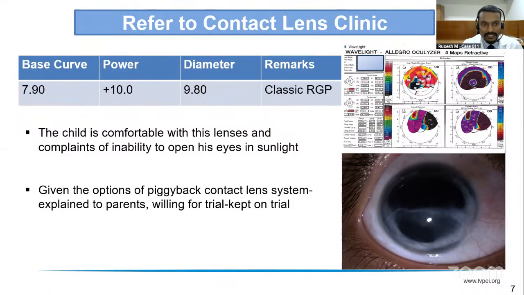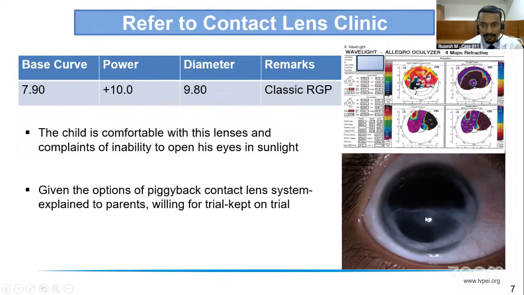After the lens insertion, I sent the child for the adaptation time. After 1 hour of adaptation, the child was comfortable with the lens, but the main complaint of the child was that he was unable to open his eye in sunlight. This is the clinical picture of the child, where we can see a scar extending from 10 o'clock to 9 o'clock, along with a dilated pupil.